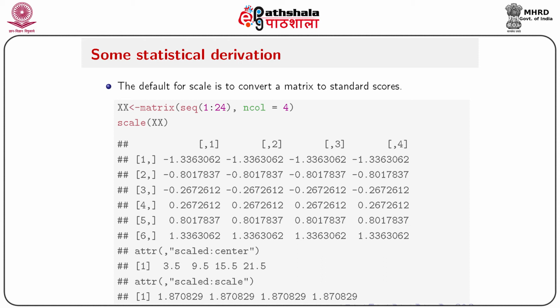If you need the standardized data, you should either specify scale equals TRUE or just leave it as it is, because by default scale equals TRUE. It will give you the standardized data, and the column means and the column standard deviations will be provided at the end of the standardized data, as you can see here.